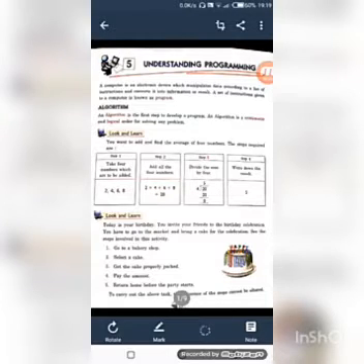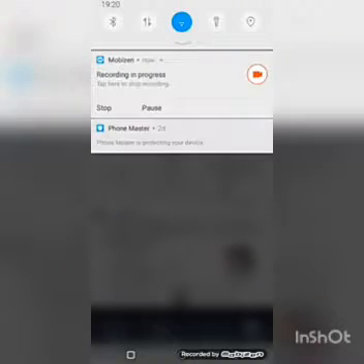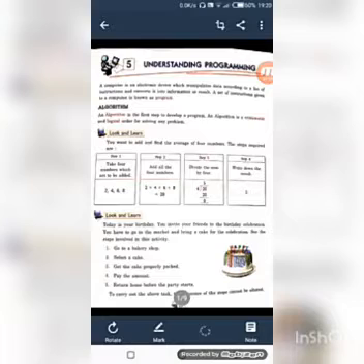A computer is an electronic device which manipulates data according to a list of instructions and converts it into information or result. Now we know what a program is, but what is programming? A set of instructions that tell a computer how to perform a task, that is programming. So in programming we are going to start our first chapter, that is algorithm.